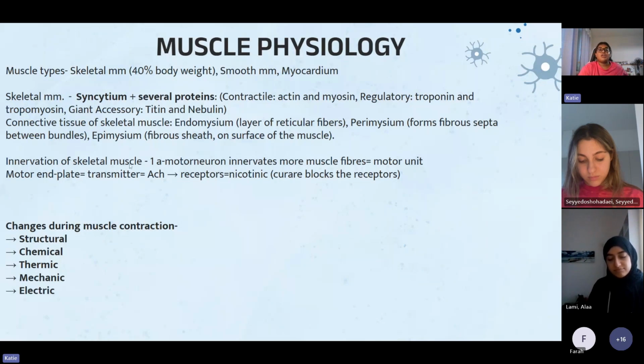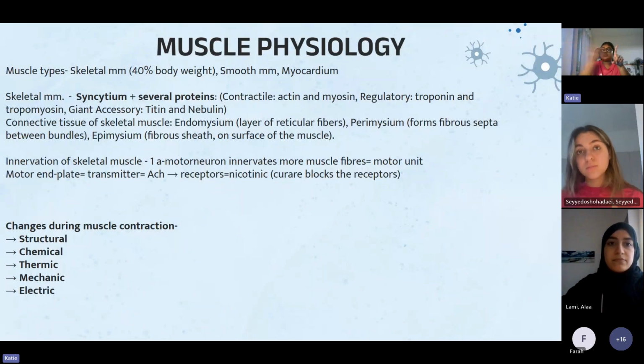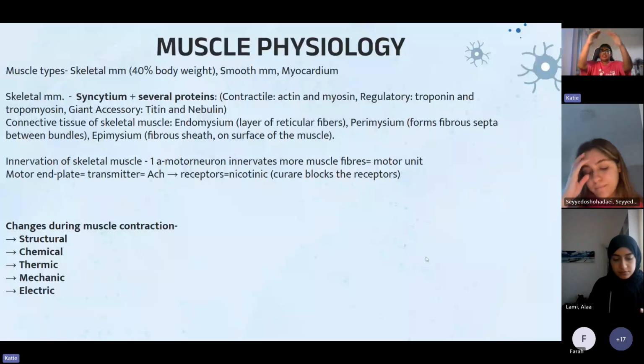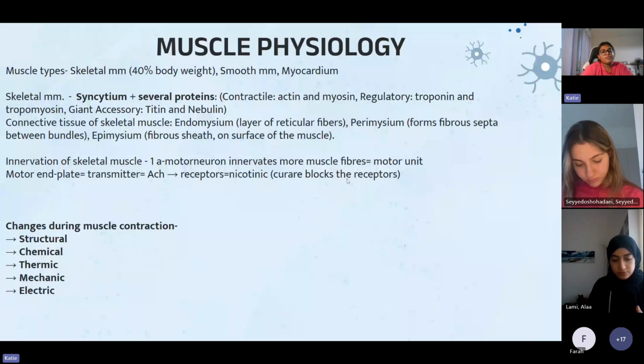Then you need to know the innervation of a skeletal muscle. This is really important because I remember getting questions about this. One alpha motor neuron is able to innervate a specific number of muscle fibers, and that whole part, one alpha motor neuron innervating a few muscle fibers, is called a motor unit. This is also really important in CNS. In the motor end plate, the connection between the nerve and the muscle, you have the neurotransmitter acetylcholine. So you get to apply what you learned about neurotransmitters here again. Its receptors are nicotinic, not muscarinic. And if you remember, curare blocks the receptors. That's how you're supposed to apply what you're learning in neurophysiology with myology.